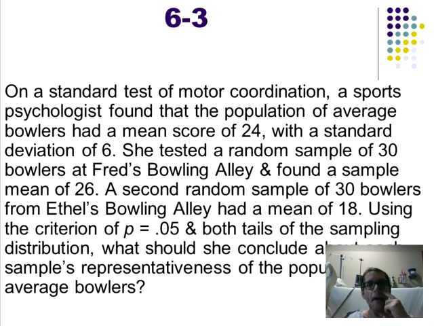That one. Okay. On a standard test of motor coordination, a sports psychologist found that the population of average bowlers had a mean of 24. Okay, the original mu is 24. The original sigma is 6. She tested a random sample of 30 bowlers, so n equals 30. She tested a random sample of 30 bowlers at Fred's bowling alley and found a sample mean of 26. A second random sample of 30 bowlers from Ethel's bowling alley had a mean of 18.